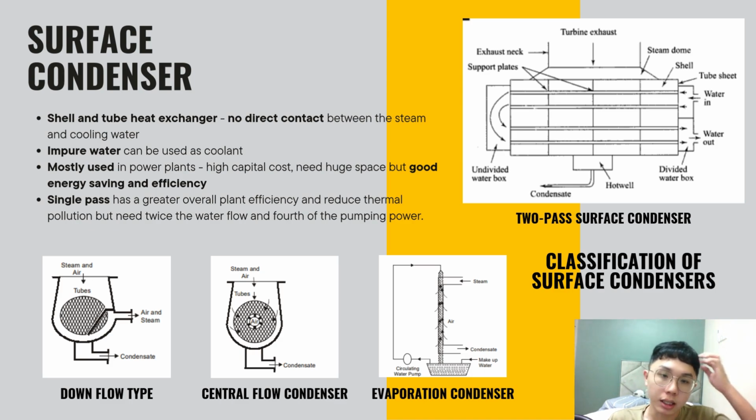From the study, a single pass has a greater overall plant efficiency and reduces thermal pollution, but it needs twice the water flow and pumping power as compared to the two-pass surface condenser.